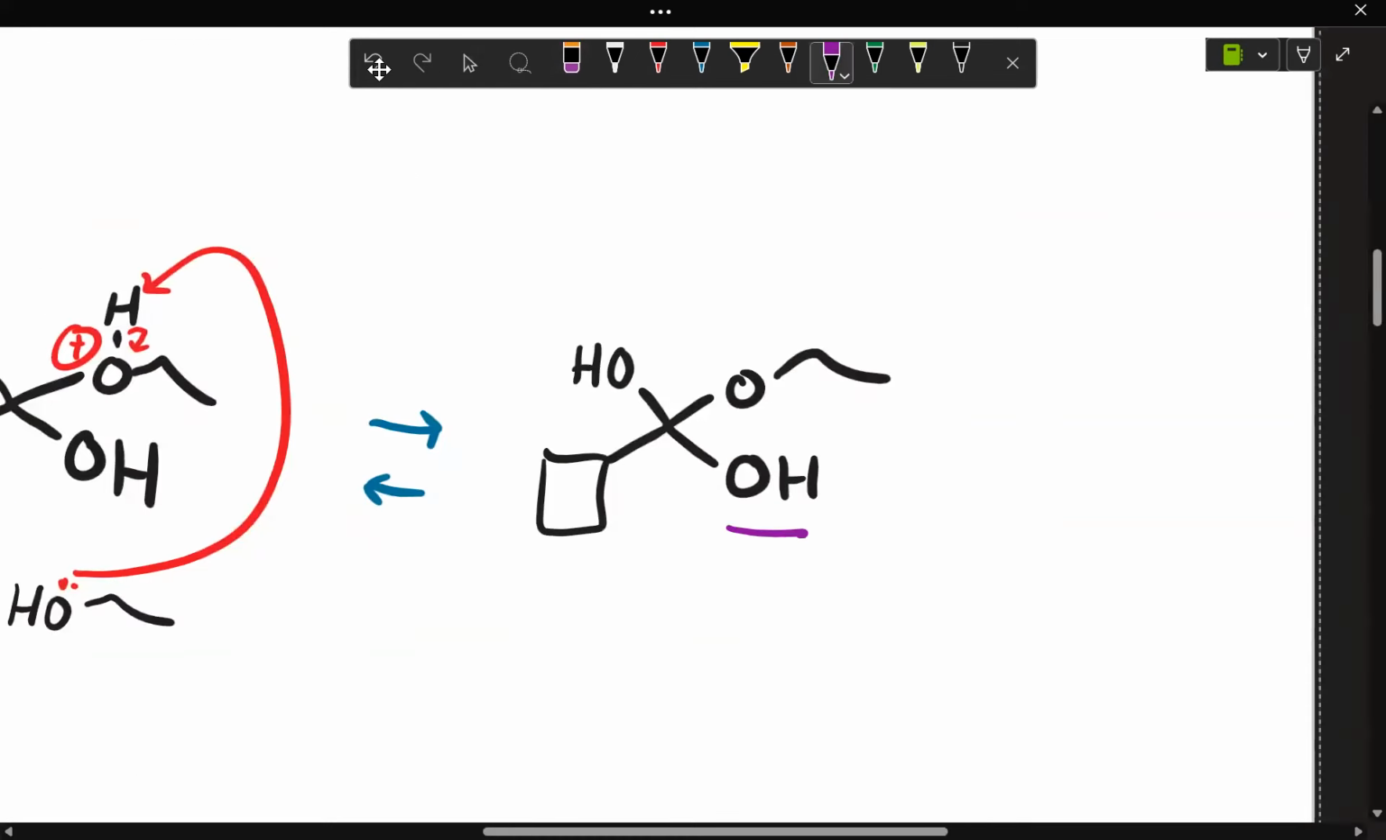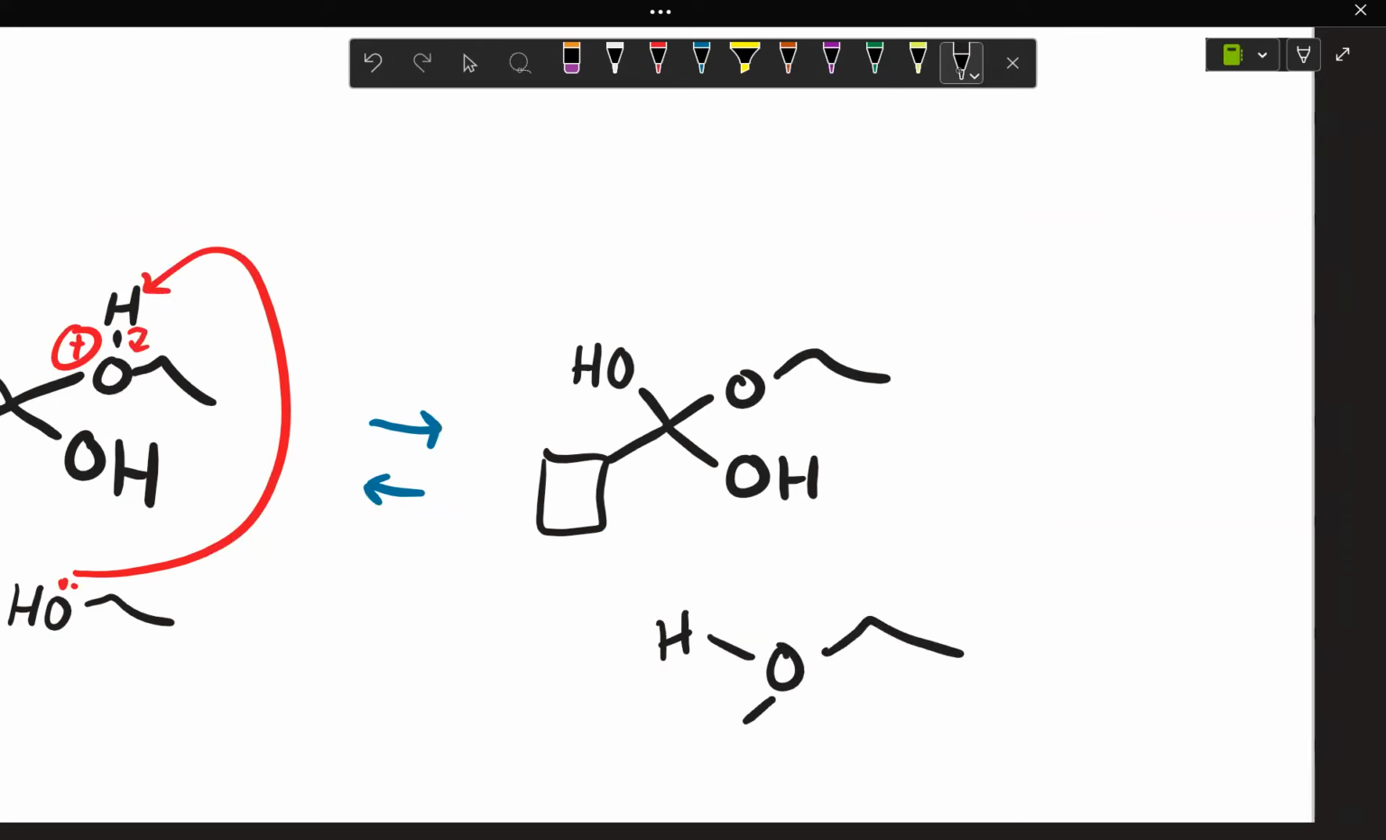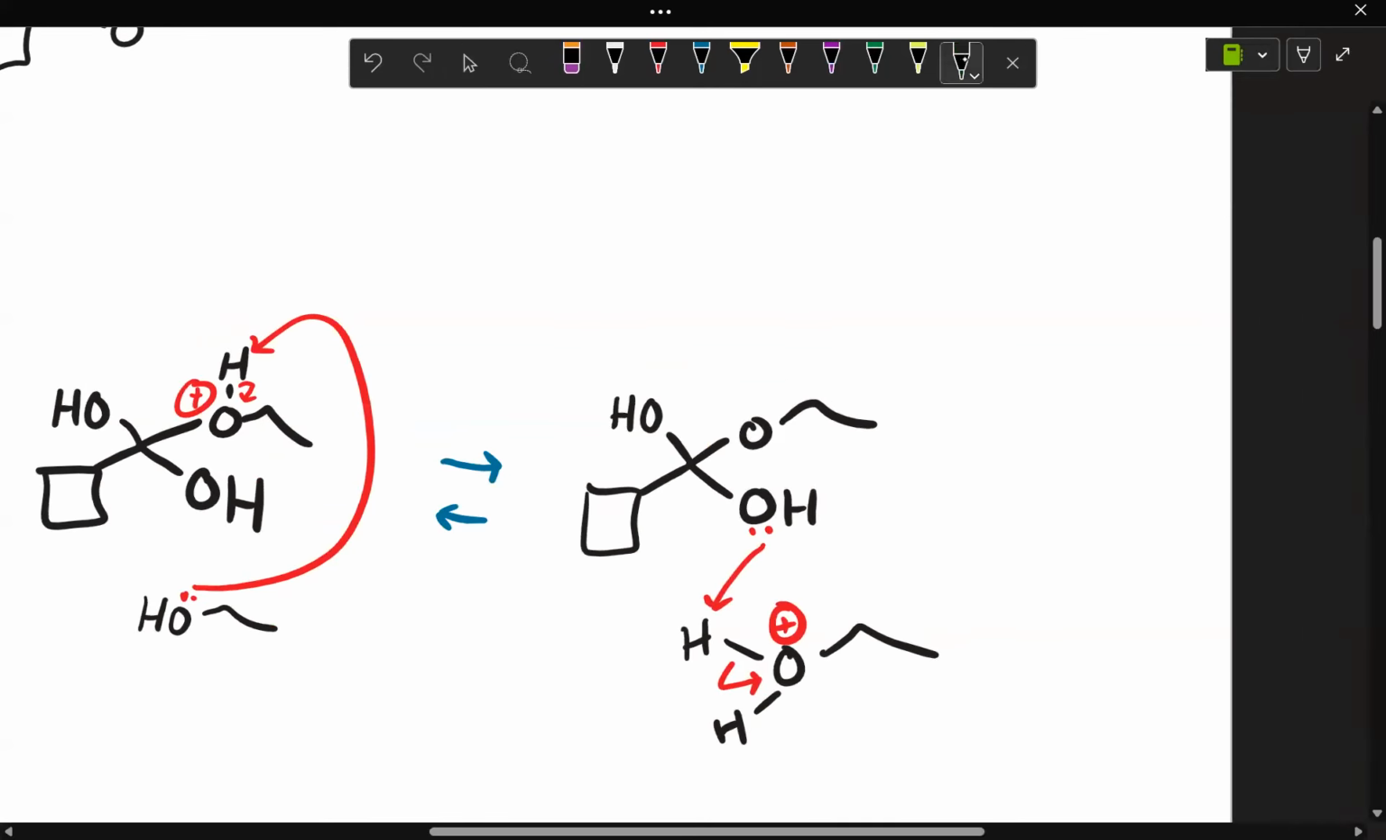First, we're going to start with trying to get rid of one of these hydroxyl groups, but alcohols or hydroxyl groups are poor leaving groups. So in order to make it a better leaving group, we are going to protonate it. So we'll use a protonated ethanol to protonate that hydroxyl group and make it a better leaving group.